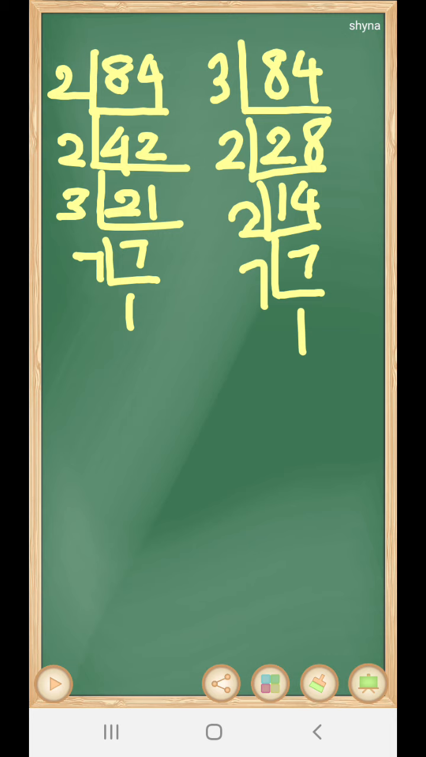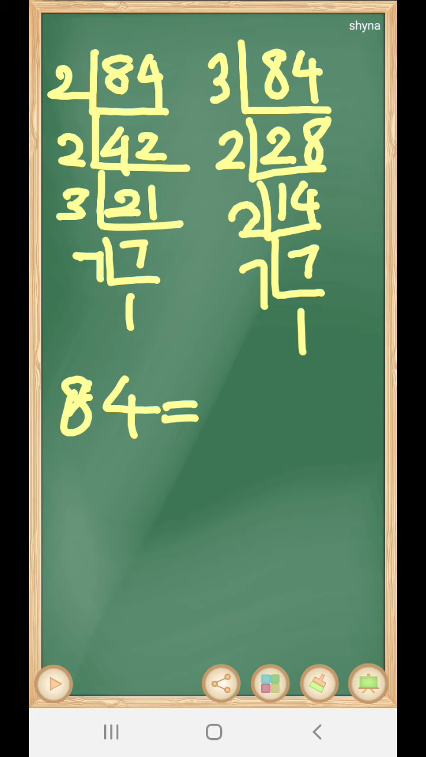Both are the same. In the first case, we can write 84 as 2 into 2 into 3 into 7. In the second case, 84 equals 3 into 2 into 2 into 7. That means, dear children, in both the cases there are two 2's, one 3 and one 7. I am going to write this in ascending order.